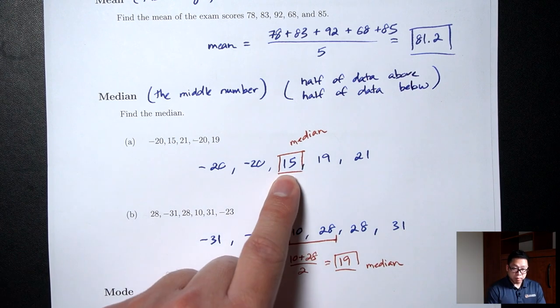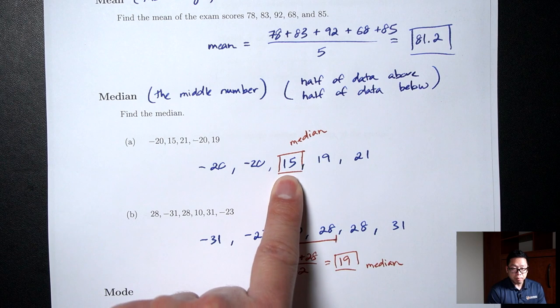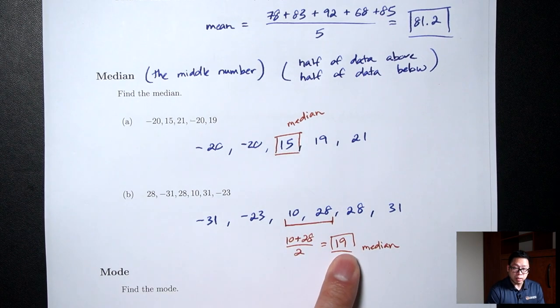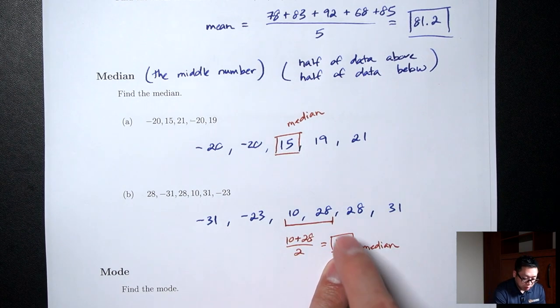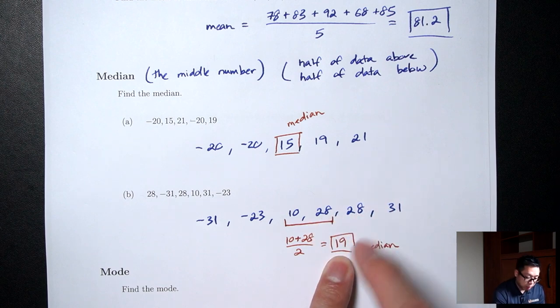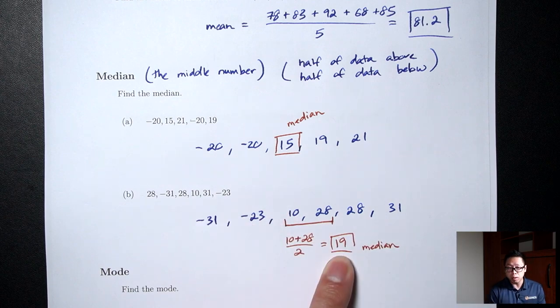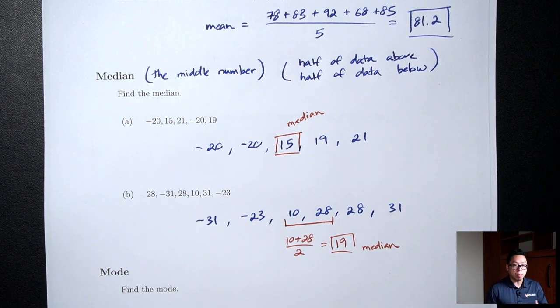So 15, notice that there's two data values above and two below. 19 is our median in the second example. Notice that there are three data values above: 28, 28, 31. And below it are 10, negative 23, negative 31. So three above and three below. Same number above, same number below.